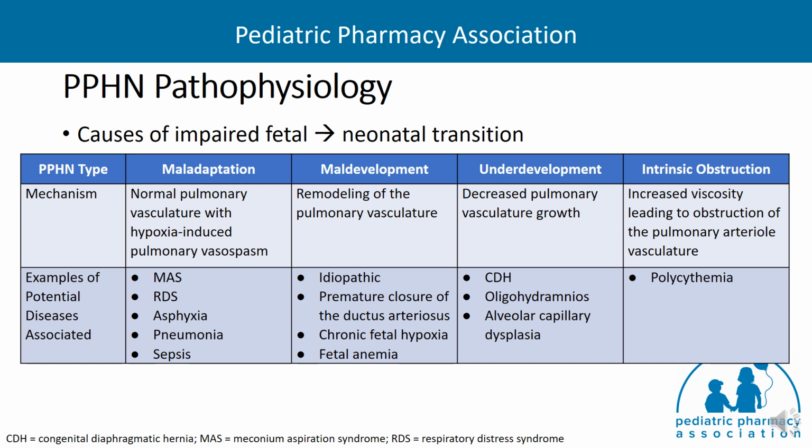Maldevelopment specific PPHN is characterized by remodeling of the pulmonary vasculature itself in the presence of normal lung parenchyma. This is often idiopathic, but it's also been associated with things like chronic fetal hypoxia, fetal anemia, and in utero closure of the ductus arteriosus, most commonly due to maternal NSAID use.